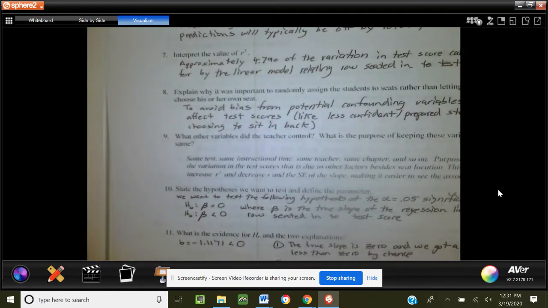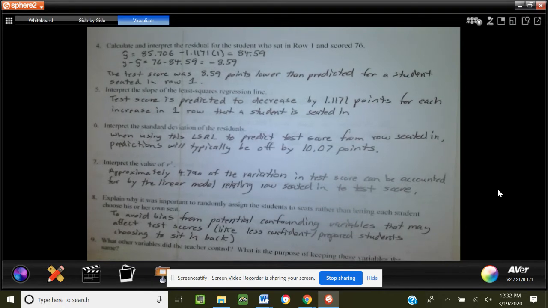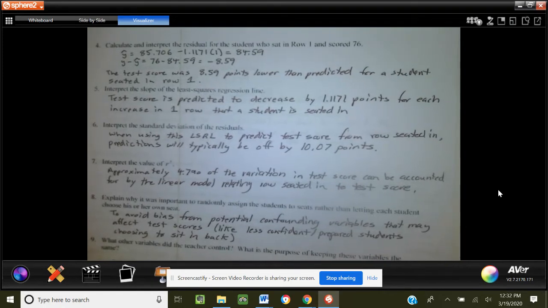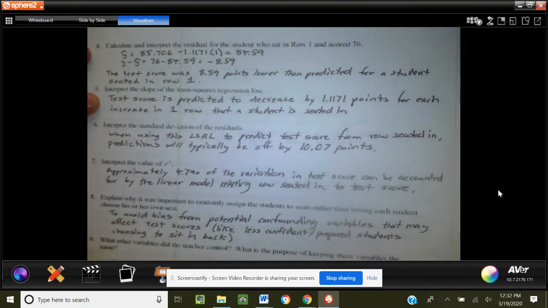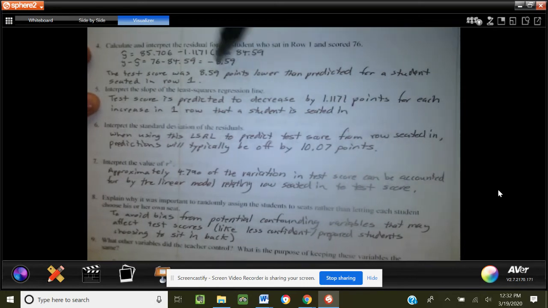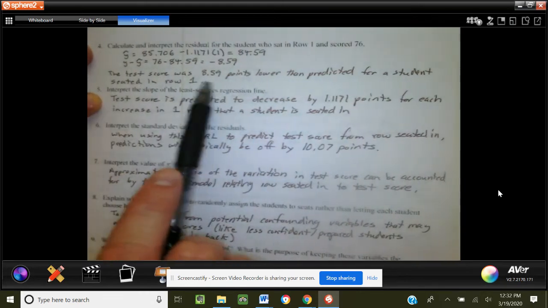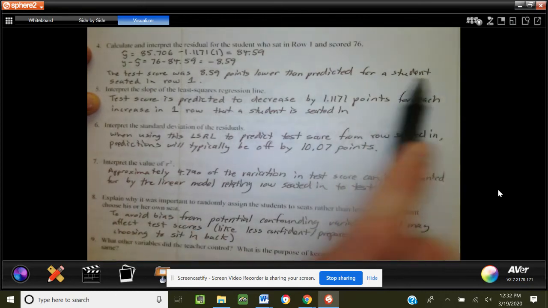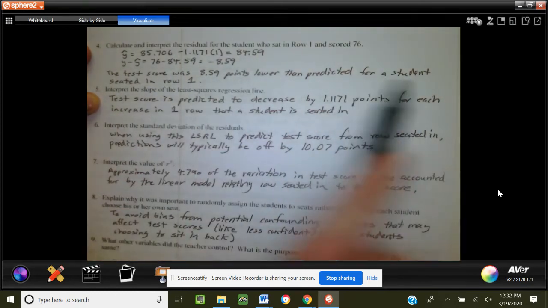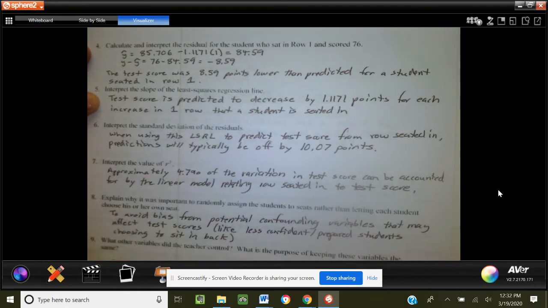Some more review. Calculate and interpret the residual for the student who sat in row 1 and scored a 76. So again, it's y minus y hat, the actual value minus the predicted value. The actual value is 76. The predicted value from the equation is 84.59. So there's your residual. It's negative. When we interpret it, we say the test score was 8.59 points lower than predicted. Make sure when you interpret a residual to include a reference to the x value in context. So in this case, for a student seated in row 1.